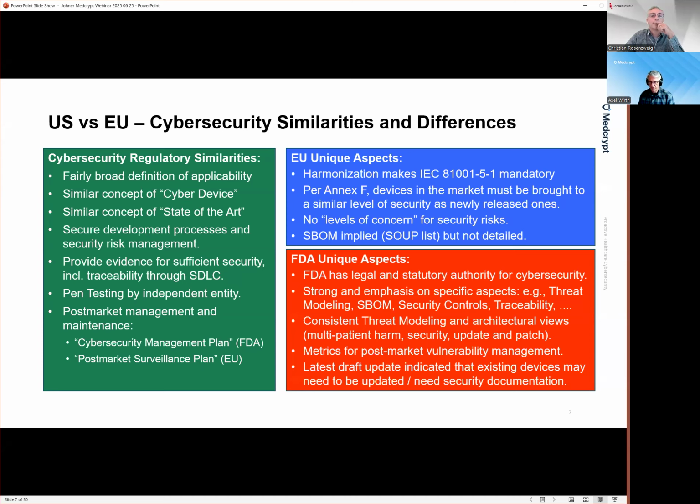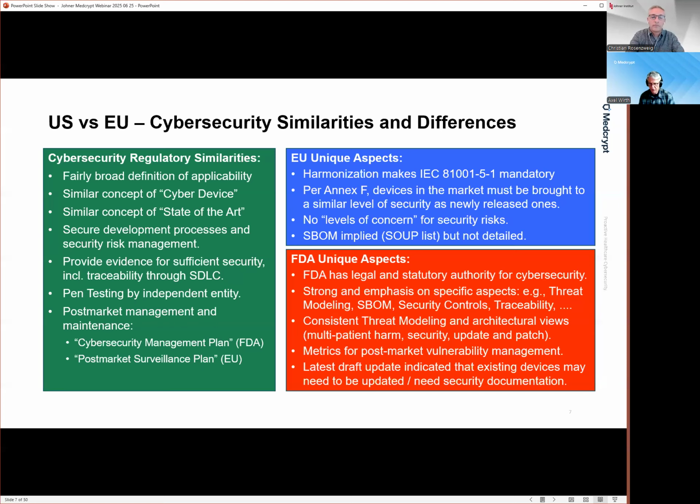Also, FDA is specifically asking for certain metrics as part of post-market vulnerability management. So they suggest things like, for example, defect density or the time it takes to provide a patch for a newly discovered vulnerability and so forth. And they expect manufacturers to track those key metrics.